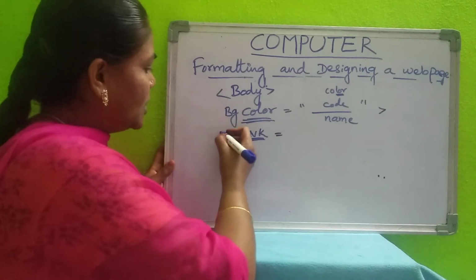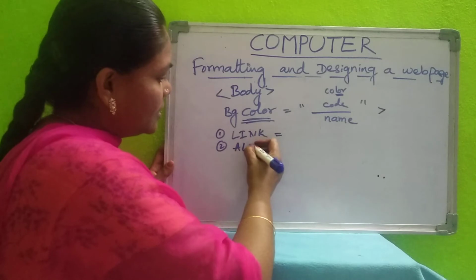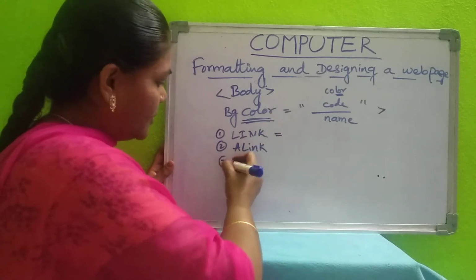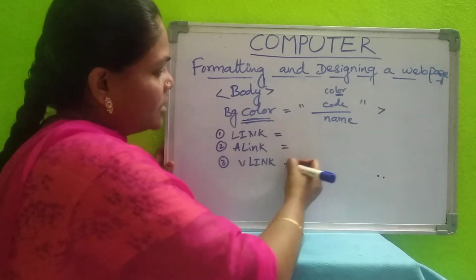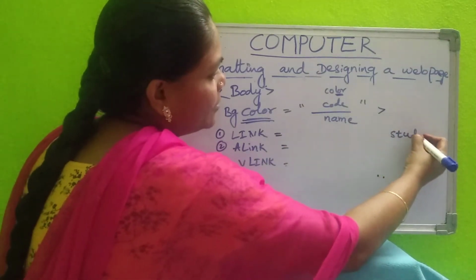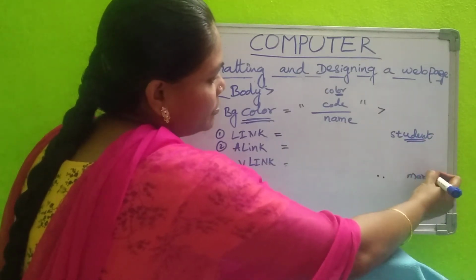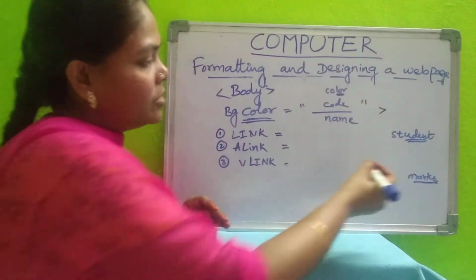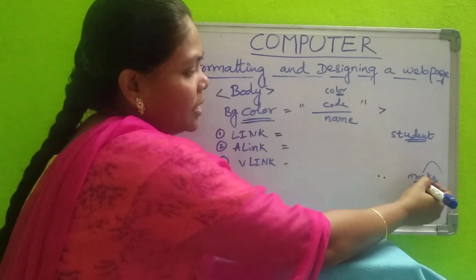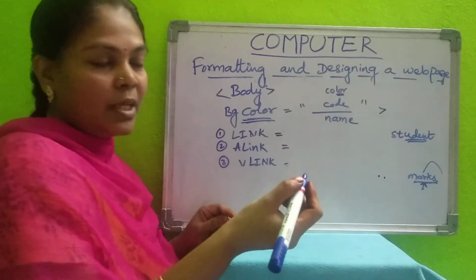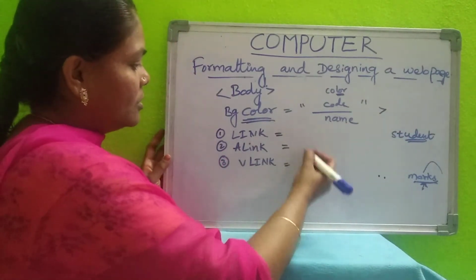So here we have 3 types of links. The first is link, next is alink, another one is vlink. Link means if you mention any link to another web page. Suppose you have created a student web page, and from this you want to go to the marks page. That time we will mention the link to the marks page. So this is link. Whenever you click it, it will be activated. After you visit that page, it will be a visited link. This is visited link, and this is active link.